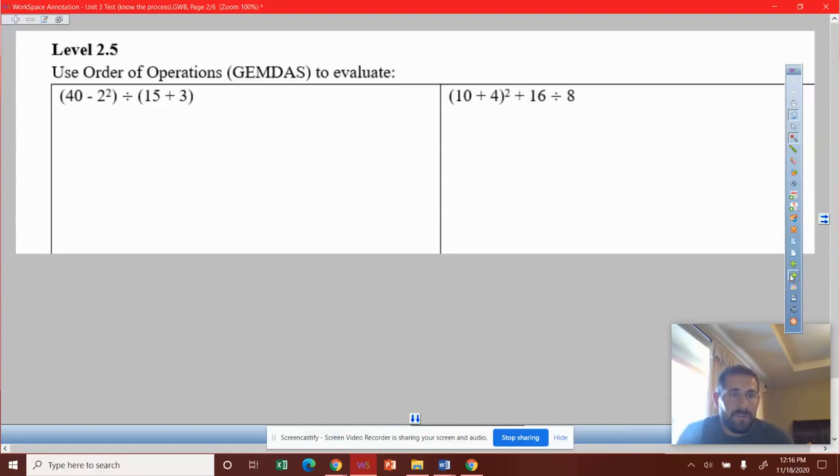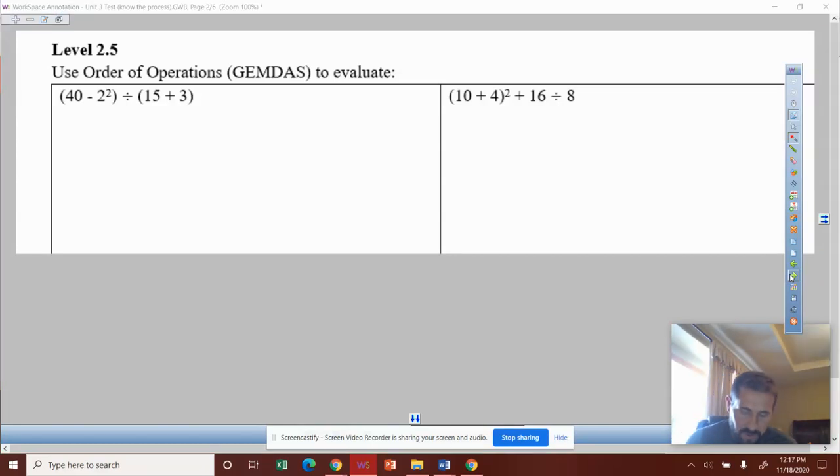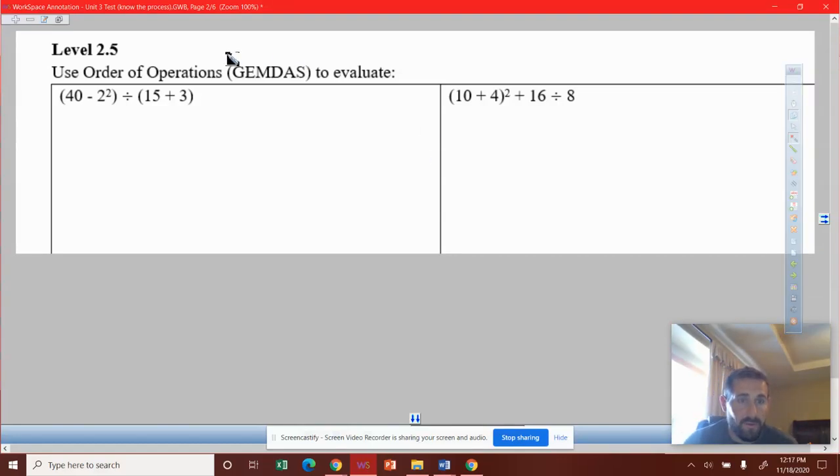Level 2.5 is all about order of operations, which we call GEMDAS: grouping symbols, exponents, multiplication, division, addition, subtraction. So we should be familiar. We can create our GEMDAS tower. We should know why the M and D are linked together. That means if all I have is multiplication and division, I just do them left to right. Addition, subtraction, if that's all that's left, you do it left to right.